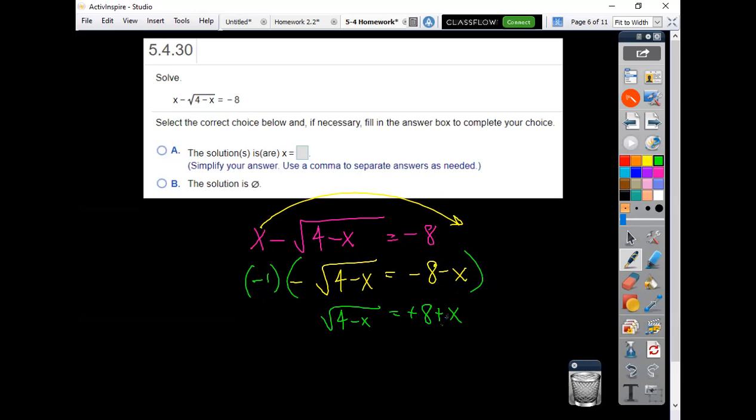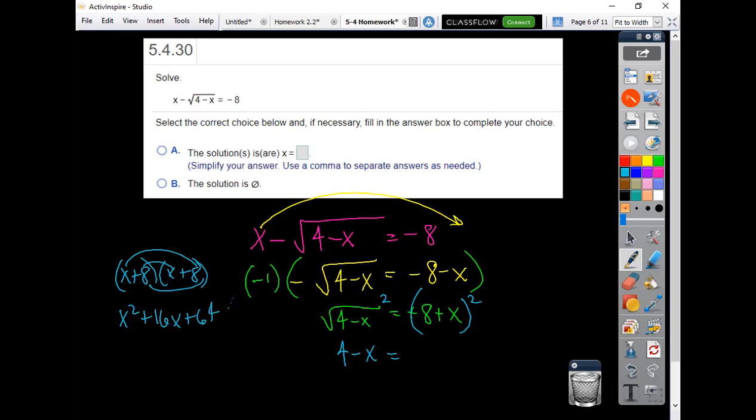So now when I square both sides, the left side is just going to remove the square root. The right side, you're going to take 8 plus x, or x plus 8, times itself and FOIL that out. So you're going to get x squared, 8x and 8x makes 16x, and then that 64 there. So now we have that over here.